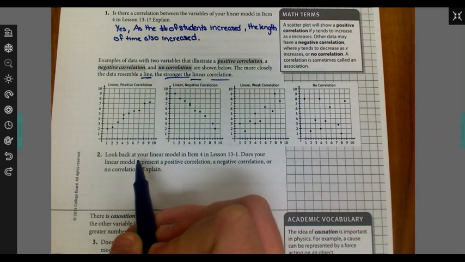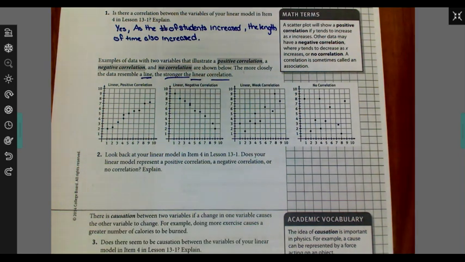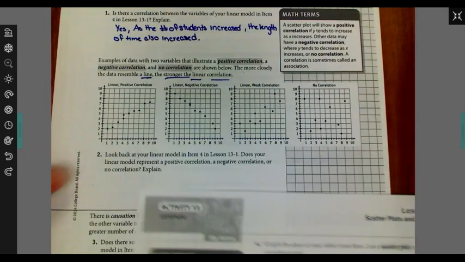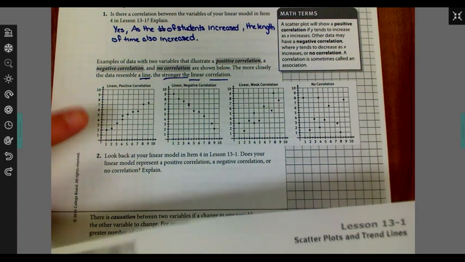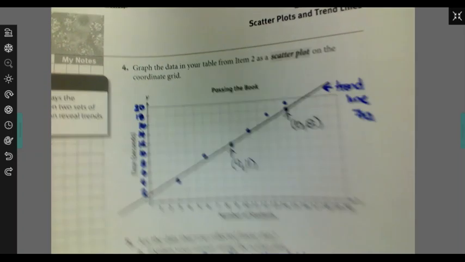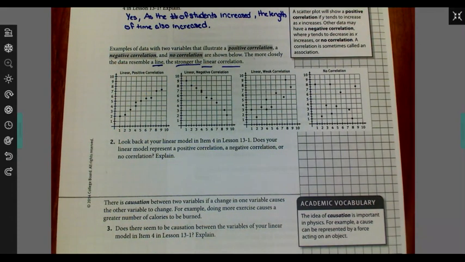It says, look back at your linear model in item 4 in lesson 13.1. Does your linear model represent positive, negative, or no correlation? And explain. So I'm going to go back to our model. Would we say that this resembles linear positive? Does this resemble linear negative, linear weak, or no correlation? I think it kind of models this one right here. It's definitely linear positive.